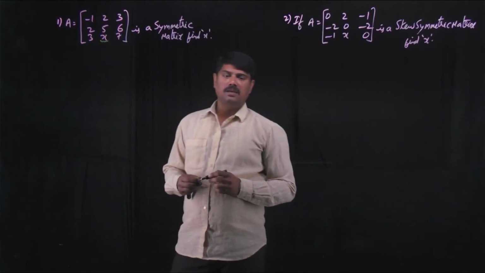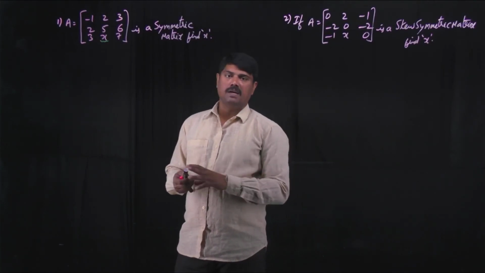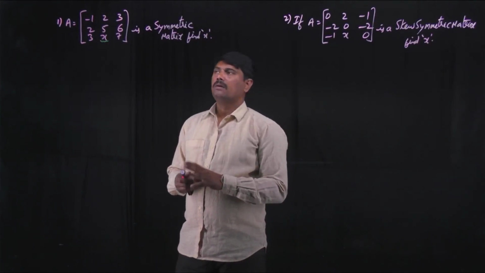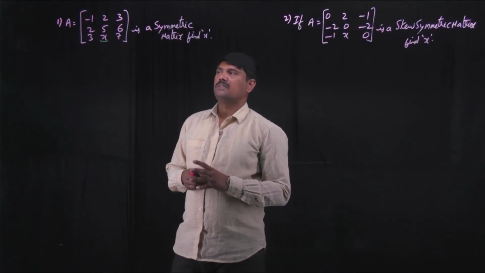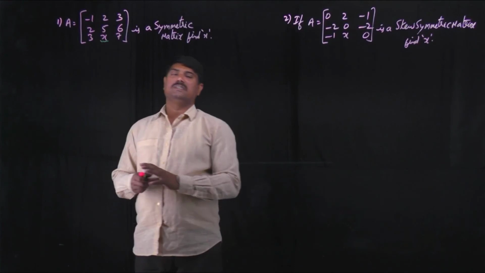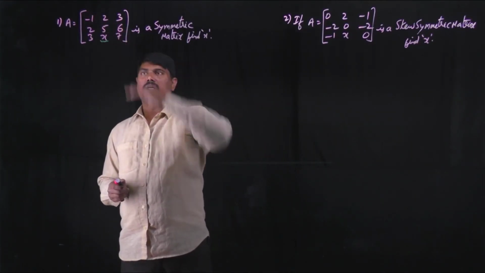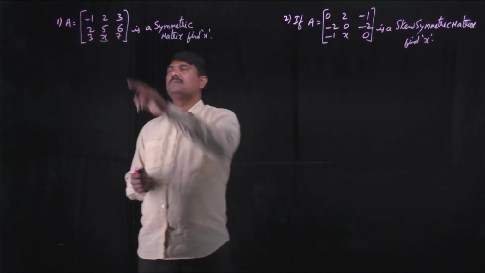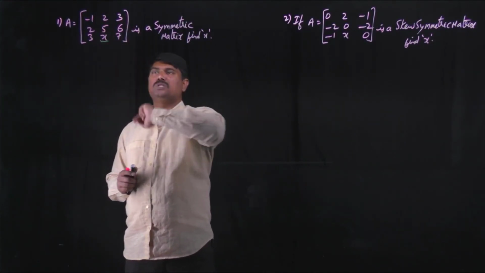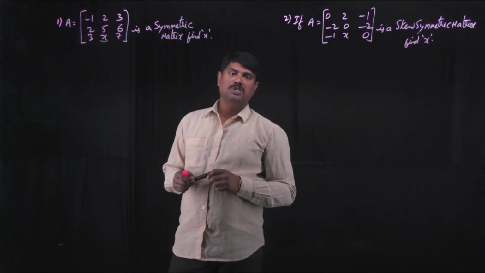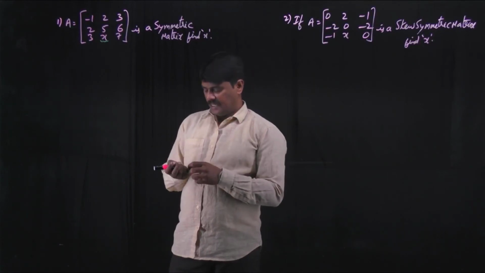So clearly, if you observe the concept of symmetric matrix, and if you can give an example of a symmetric matrix, you can clearly say x is 6. Why? Because in a symmetric matrix, except the diagonal elements, the elements in 1, 2 and 2, 1 positions, 1, 3 and 3, 1 positions, 2, 3 and 3, 2 positions have to be equal. So that's why you can clearly say x is 6.